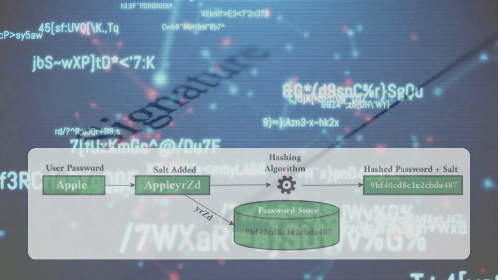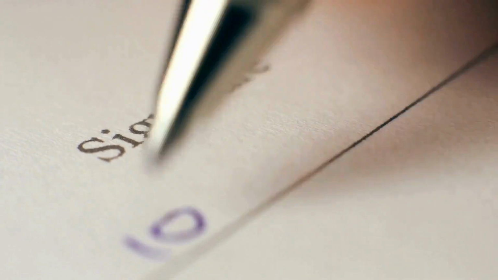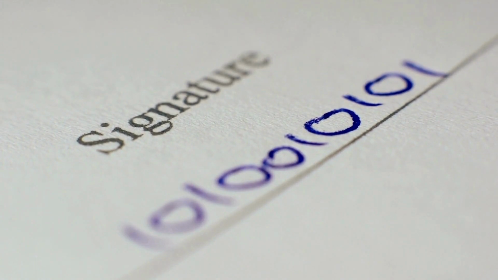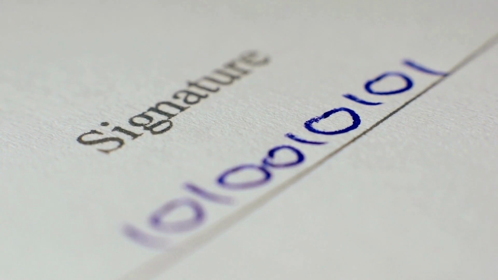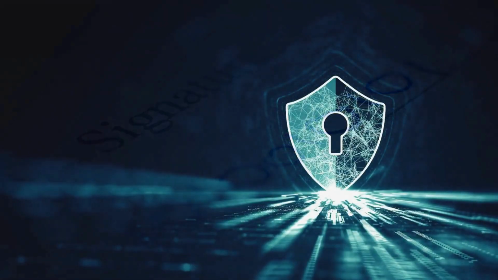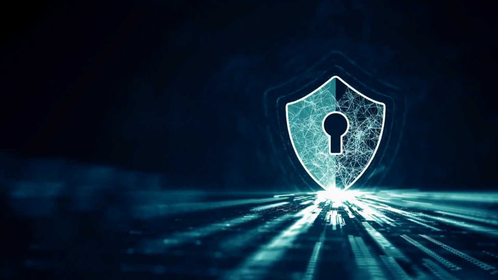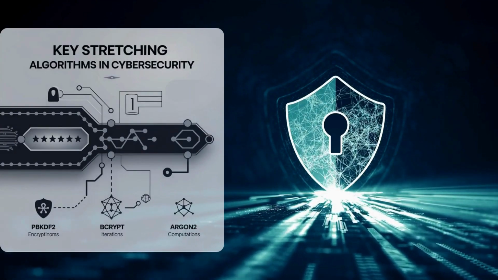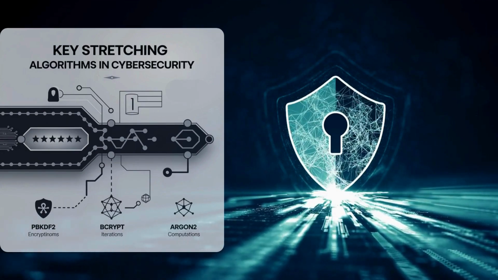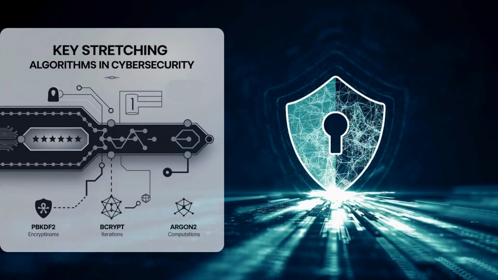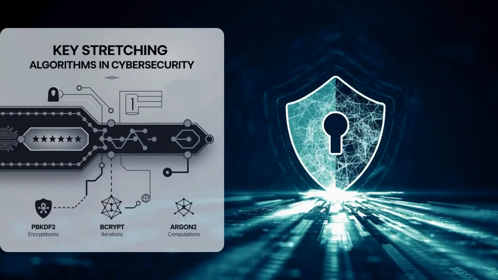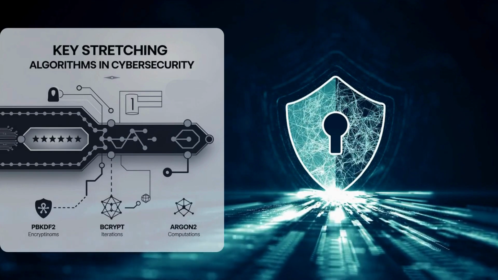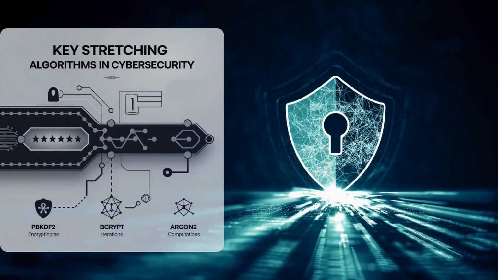Digital signatures verify the authenticity and integrity of the digital document. It's like having a digital signature that proves that the document has not been tampered with. Key stretching, finally, is making it harder for hackers to guess passwords by adding complexity to the hashing process. These techniques are used to protect sensitive information, prevent unauthorized access, and maintain data privacy by making it difficult for others to understand or manipulate the data.